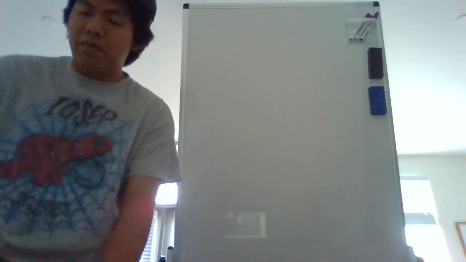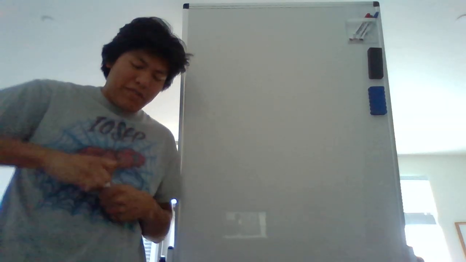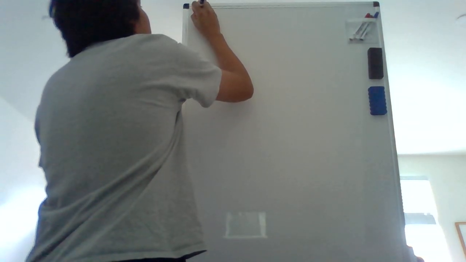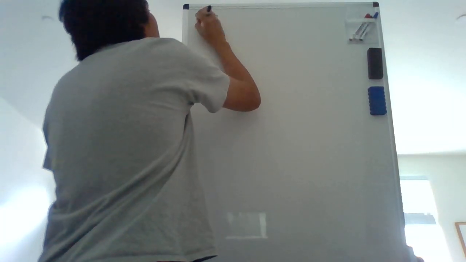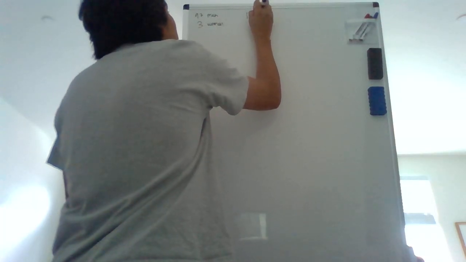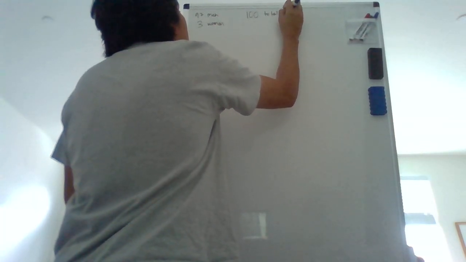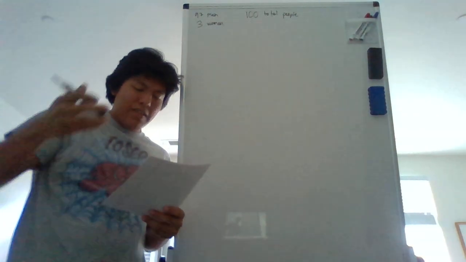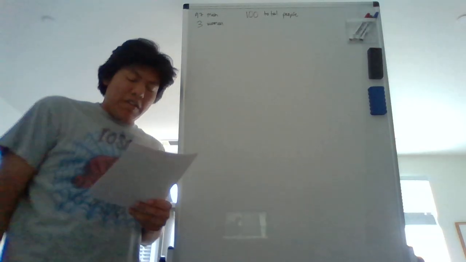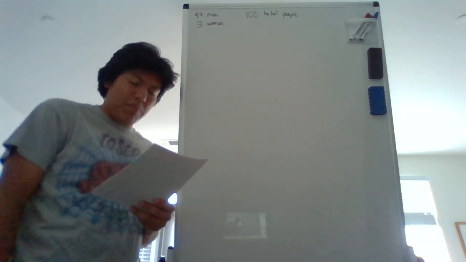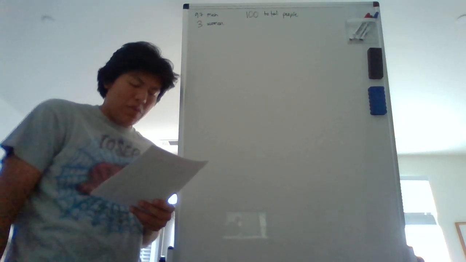Okay, so a couple things to consider. So we have that an organization has 97 men and 3 women. So obviously that is 100 total people. Right? Okay, and that's just from the first line of text. Okay, a committee of 5 people is chosen at random, and one of these 5 is randomly designated as chairperson.